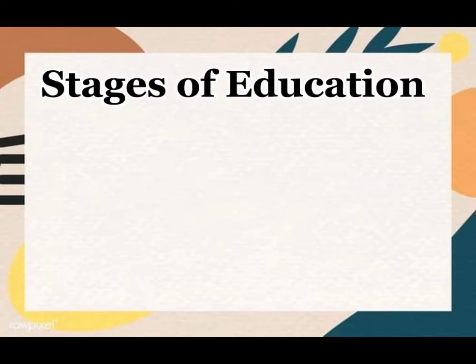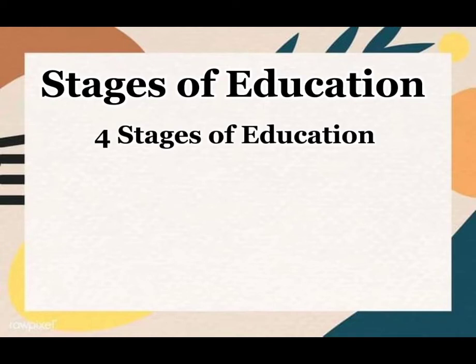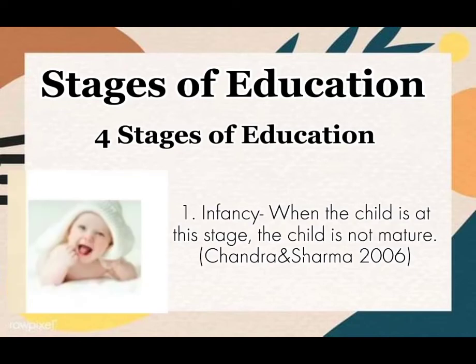Stages of education. According to Rousseau, there are four stages in education. First is infancy. When the child is at this stage, the child is not mature. An infant's psychology is totally different from the adult. At this stage, the child can be taught through normal conversation, according to Chandra and Sharma 2006.